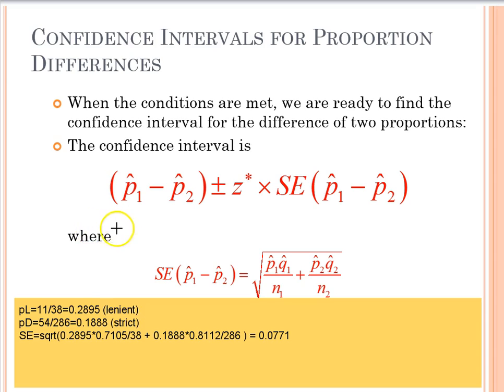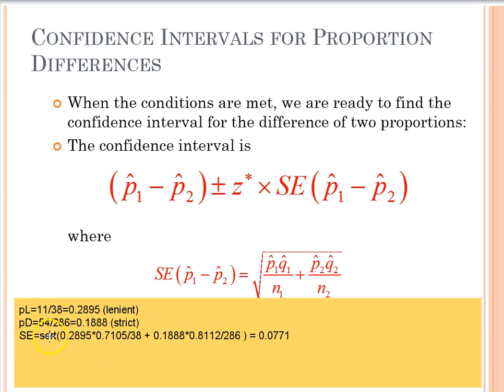For parents that disapproved, 54 out of the 286 smoked. That's a rate of about 19%, so 0.1888. Those are for the stricter parents. So I've notated these PL and PD. I've put PL first because it has a slightly higher rate, and so that way we're going to look to see if there's a positive difference or not.